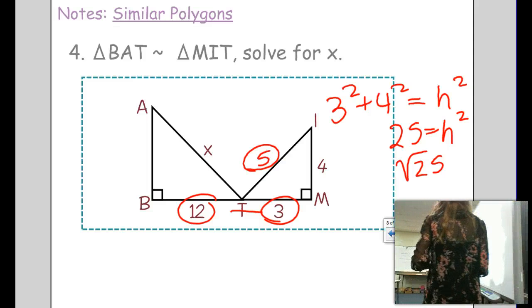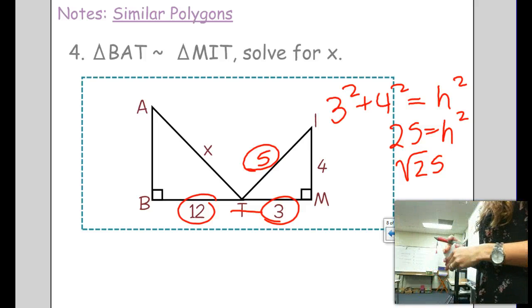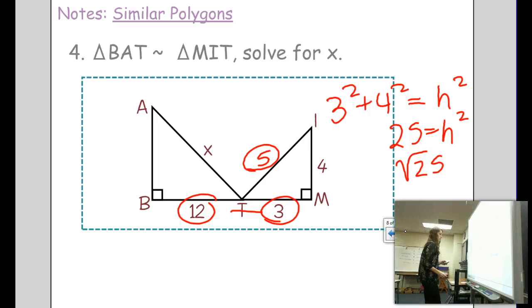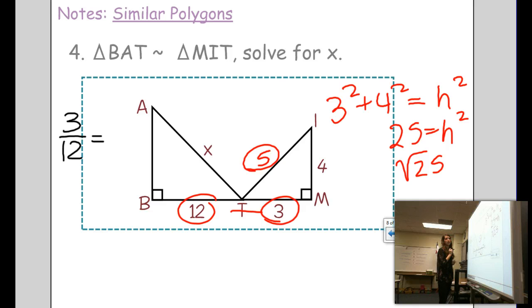Just kidding. You can still do Pythagorean theorem if you don't know your triples. Now we can set up a proportion. 3 is to 12 as 5 is to x. If you went the other way, that's fine too. You'll get the same answer.